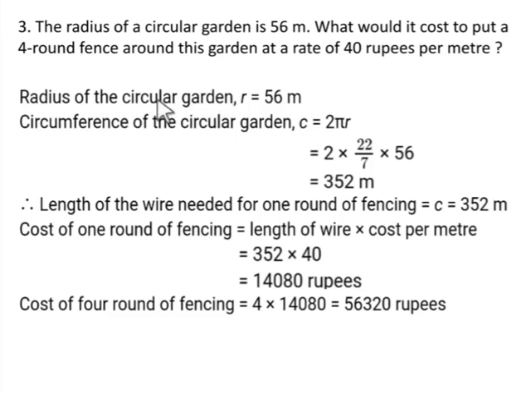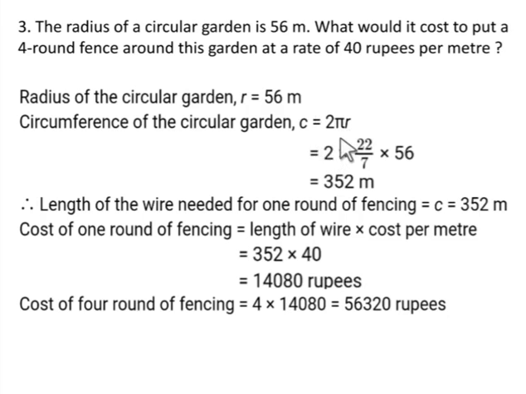So first we will write the given part, that is radius of the circular garden. Here radius of circular garden is 56 meters. Now children, we know that when you are doing the fencing, it means you are putting the wire on the boundary of that circular garden. Now the wire required for one fence is the circumference of the garden. So in order to find the length of wire required for one round of fencing is the circumference of garden. So first we will find here the circumference of circular garden. Here we know the formula, circumference of circular garden is equal to 2 pi r.